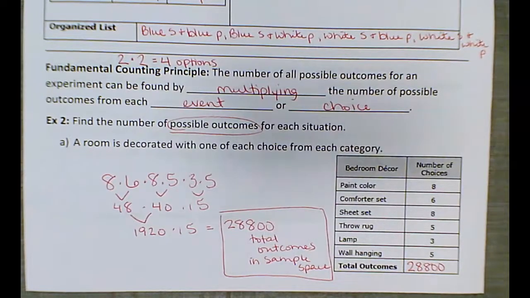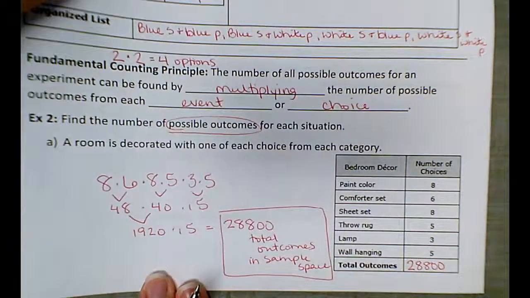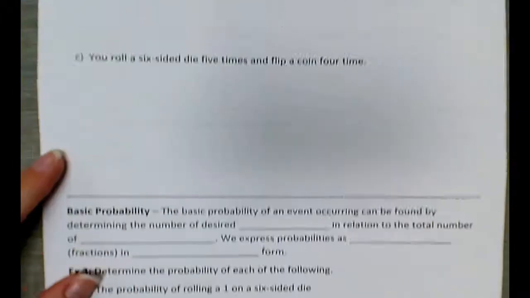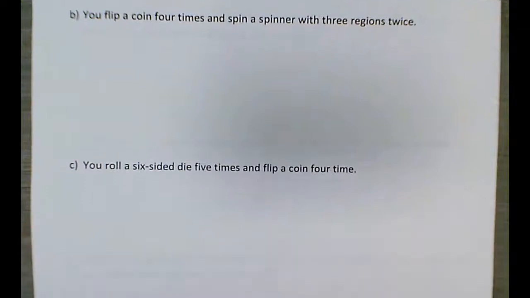That's the number of choices, because for every paint color, you can choose a comforter set and a sheet set and a throw rug. And even if you change one thing to be different, then that means that you've created a new outcome for the bedroom. There are a lot of options. So let's go on to the second page. Second page starts out with part B.